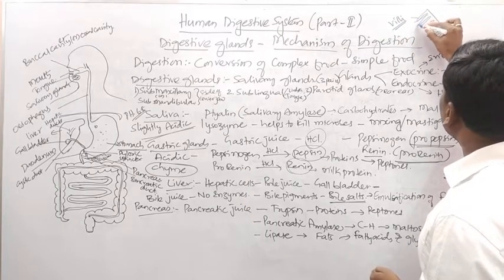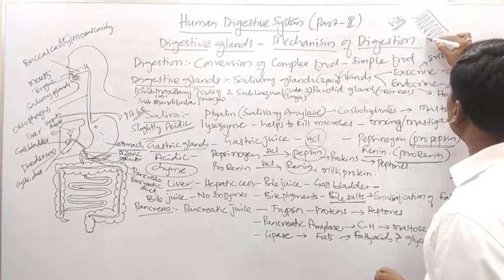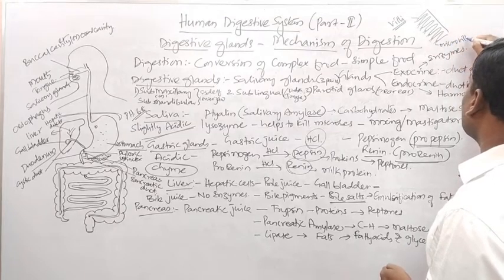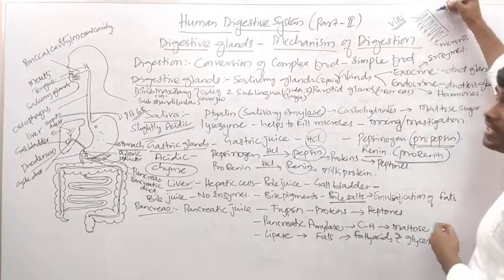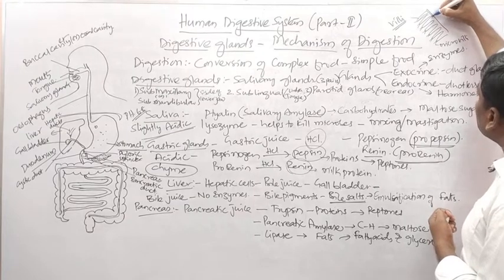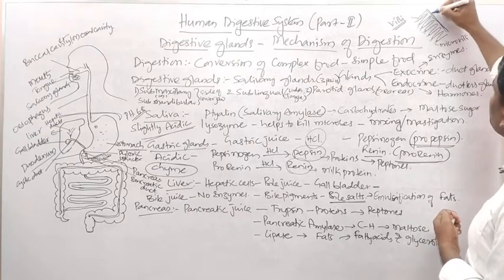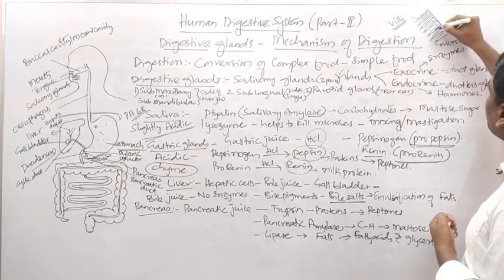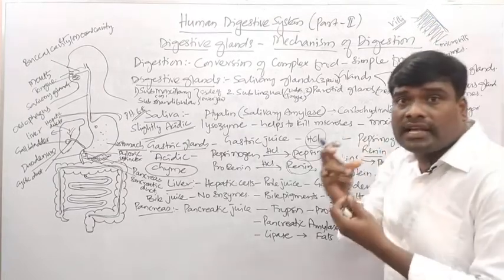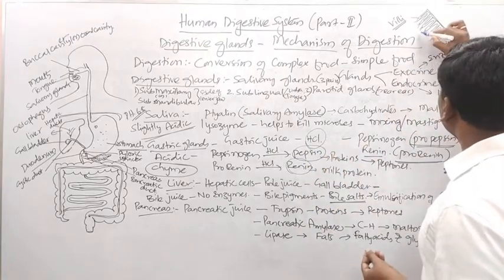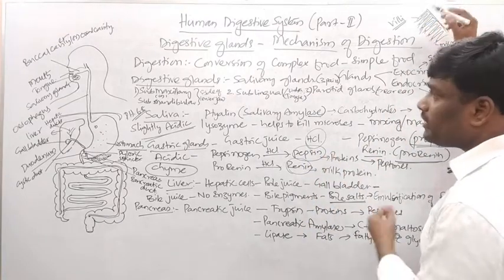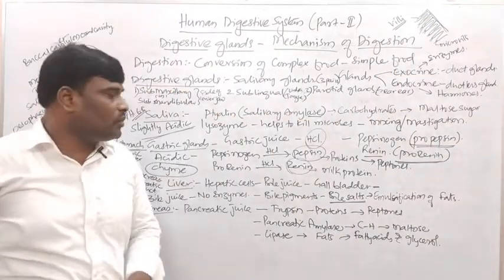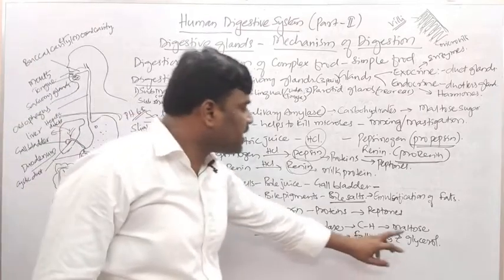And these villi also have fine hair-like structures. They are called microvilli, children. Inside the villi, blood capillaries are seen. So the digested food particles are absorbed into the blood, and through the blood they reach the cells. So here in the duodenum only the fats get digested.